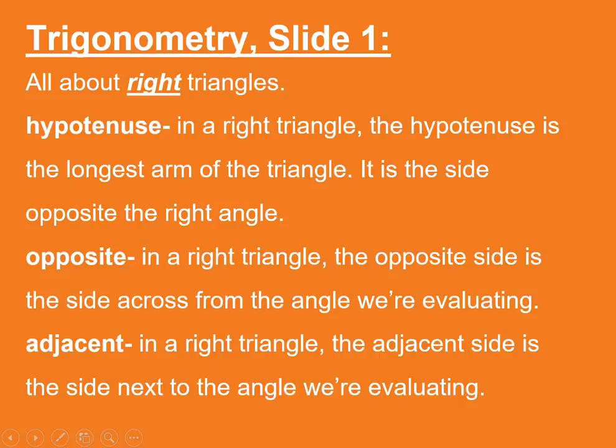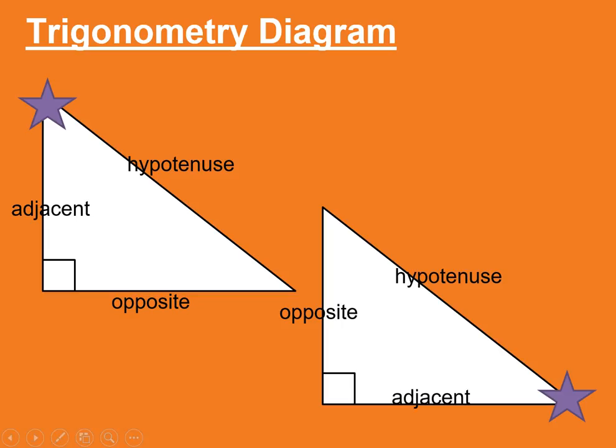So the hypotenuse is the longest arm of the triangle. It's the side opposite the right angle. The opposite, of course, is the opposite side across from the angle that we're evaluating. And then the adjacent is the adjacent side next to the angle that we're evaluating. You can see that here.